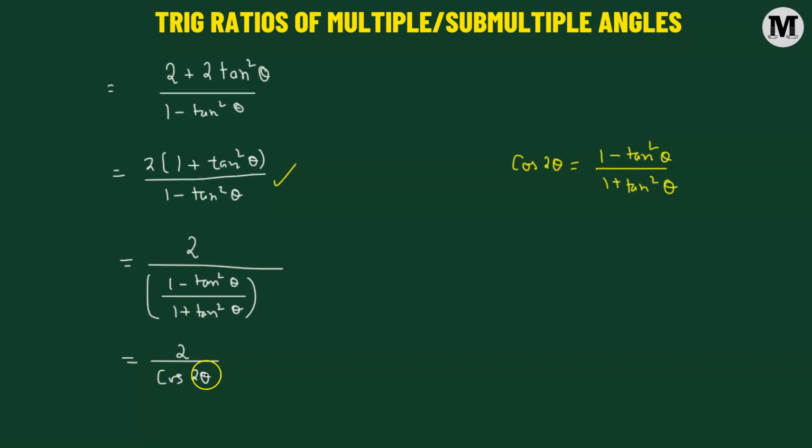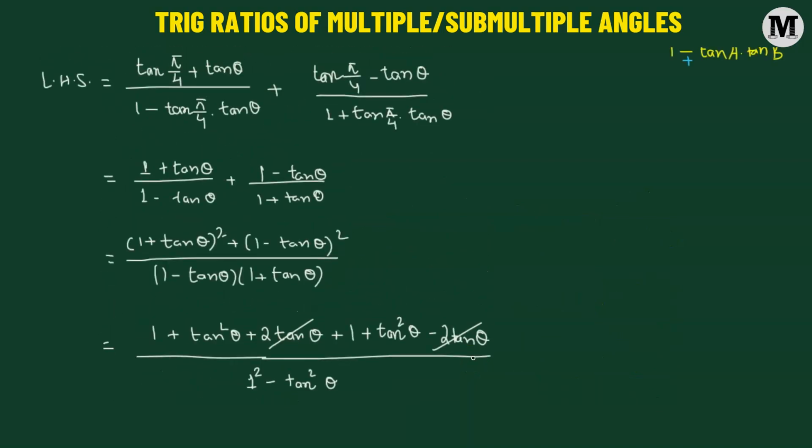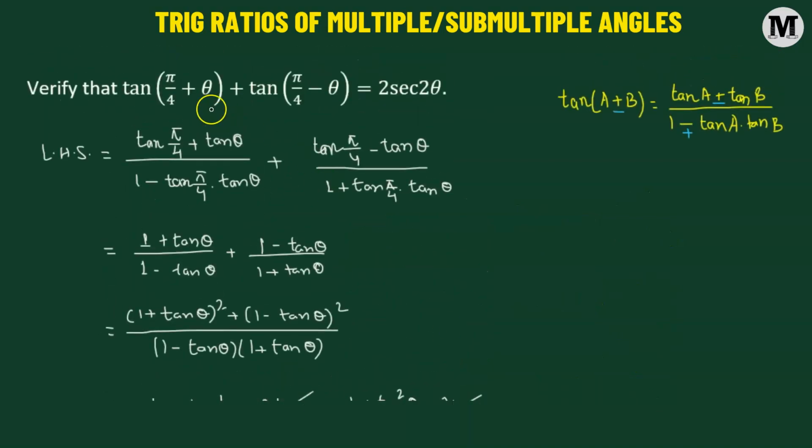Now cosine of 2 theta is the reciprocal of the secant function. So when it goes to the numerator, we get 2 times secant of 2 theta. And this is the expression on the right hand side. Hence we have successfully shown that the sum of the two tangent functions, tangent of pi over 4 plus theta and tangent of pi over 4 minus theta, is given by 2 times secant of 2 theta. Hence proved.